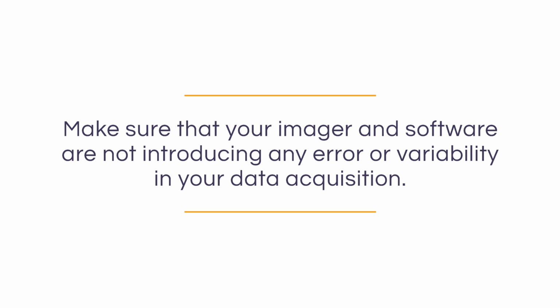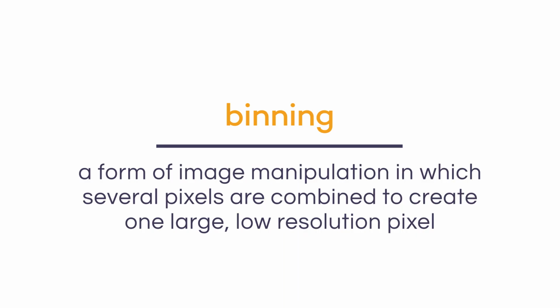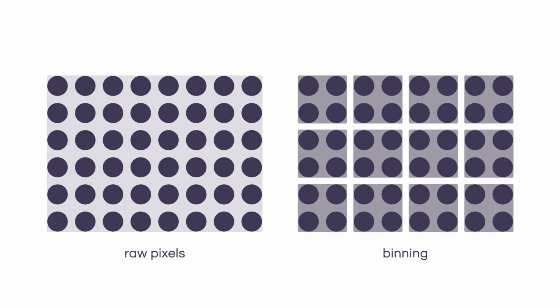It's important to remember that not all imagers will acquire the same image of your NIR Western blot. Western blot imagers have been developed with many different features and functions. You really want to make sure that your imager and software are not introducing any error or variability in your data acquisition. You want to watch out for software that can manipulate your data through binning or stacking. Binning is a form of image manipulation in which several pixels are combined to create one large, low-resolution pixel. Binning pixels will artificially increase your signal intensity, but it will also significantly decrease the resolution of your image.